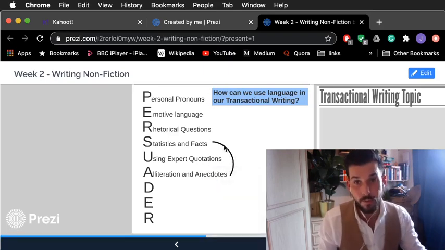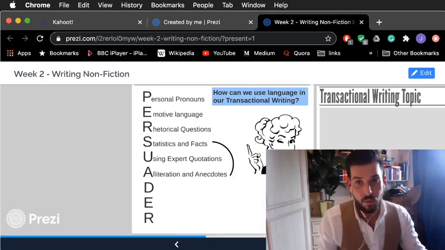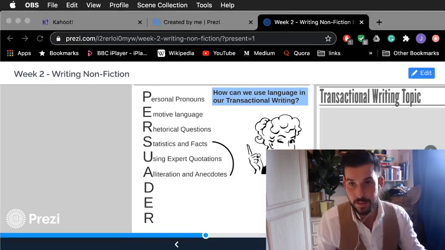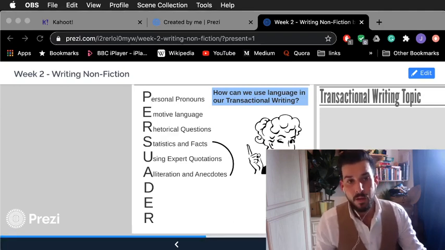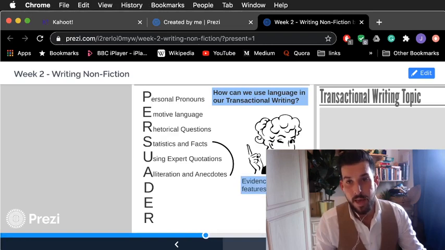Sorry, before we move on, these three here, if you want to shorten it this way, USA, these three language features, they're called, and I want to see if I can move my screen slightly. I think I can. These are called our evidence-based language features, and they are so essential.